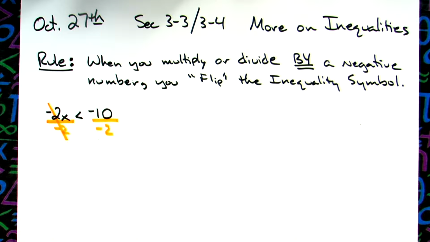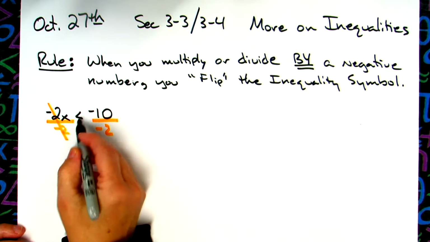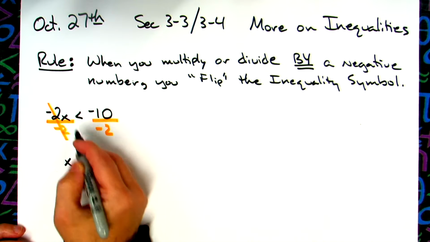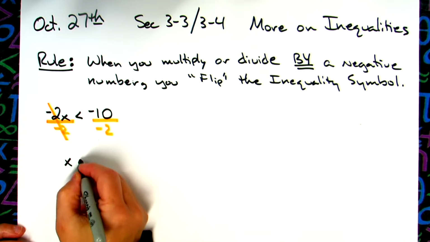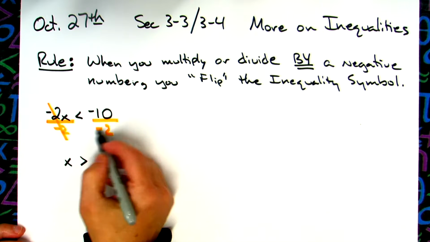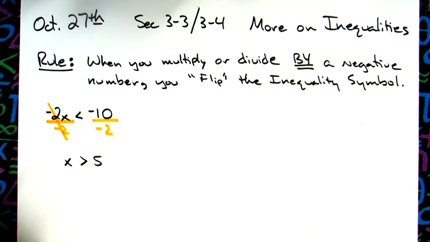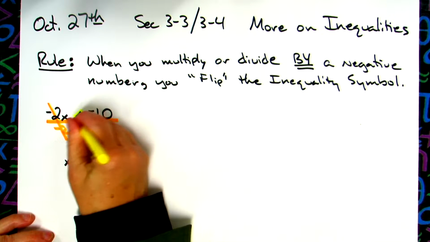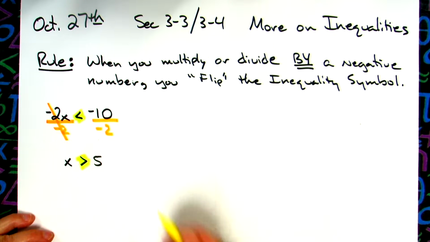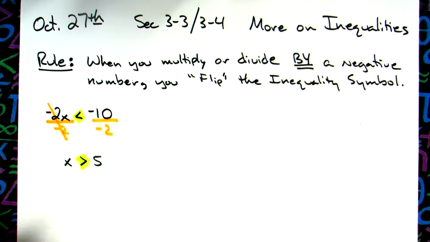The algebra steps stay the same. Those negative 2's cross out. I'm left with an x. But now, instead of having a less than symbol, I have to have a greater than symbol. So that flip occurs. Two negatives are a positive, so I'm going to have a positive right there. The thing here is this gets flipped, and it's because of the negative 2 in front of the x.